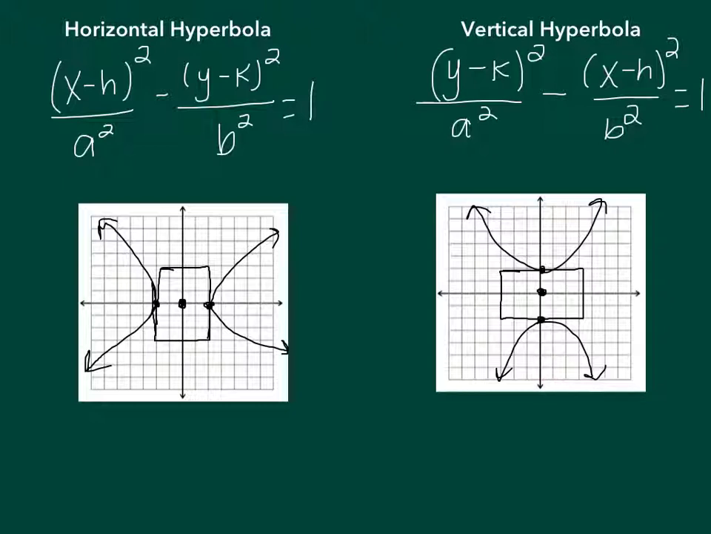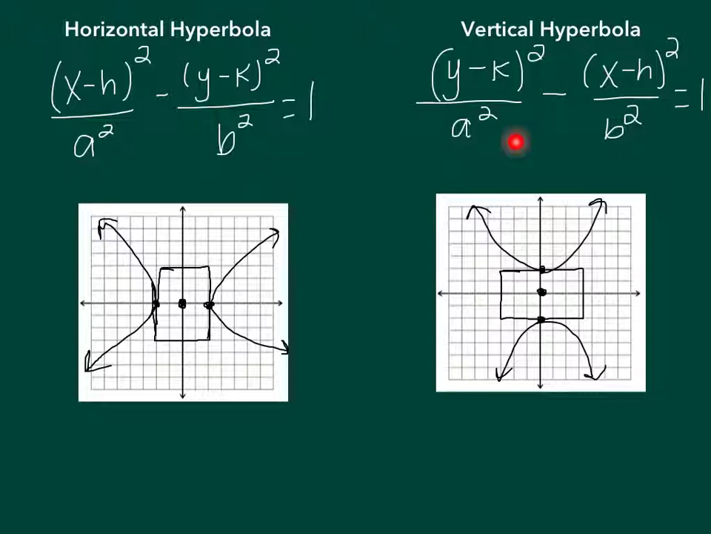Now, unlike the ellipse, your a squared is always going to be under the positive term, which means it's always going to be here first. In the ellipse, the a squared was just the bigger one, but that's not true here. A squared is first. It can be smaller than b.